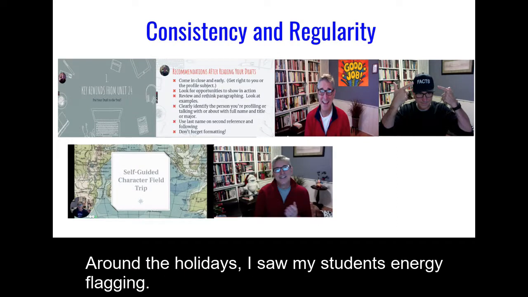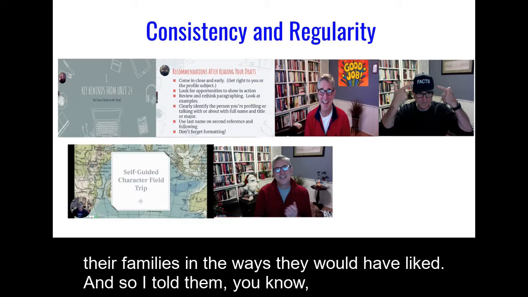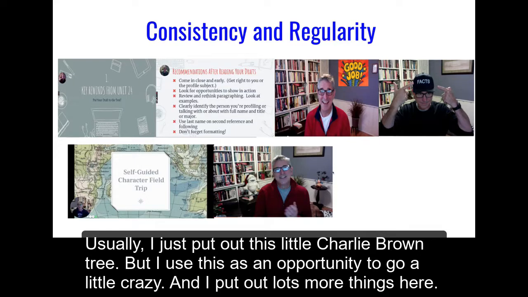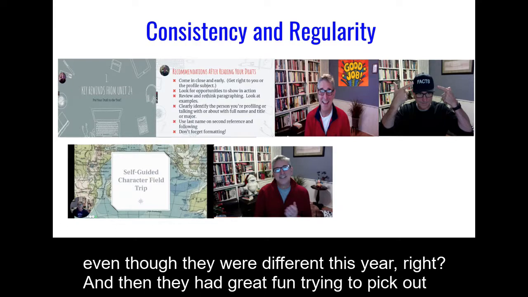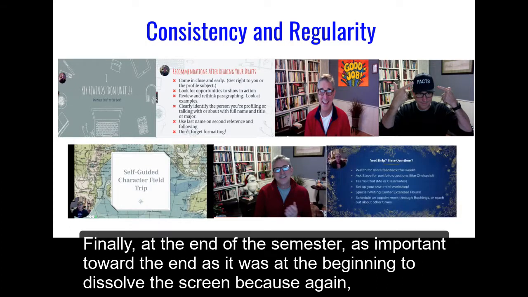Around the holidays, I saw my students' energy flagging, and I knew they were really struggling. We were at the height of the pandemic, and they were not able to celebrate Thanksgiving with their families in the ways they would have liked. And so I told them, I'm really sad about not getting to decorate my office at school this year. Usually I just put out this little Charlie Brown tree, but I used this as an opportunity to go a little crazy, and I put out lots more things here. And I encouraged them to think about how they might find ways to practice their traditions, even though they were different this year, right? And then they had great fun trying to pick out what other things were in the room that reflected the holiday.